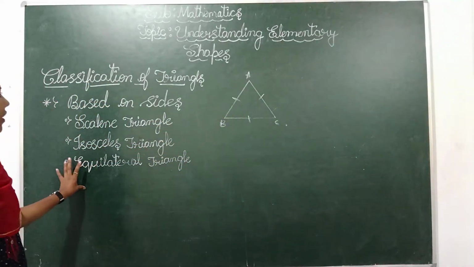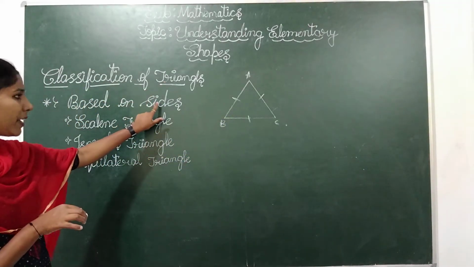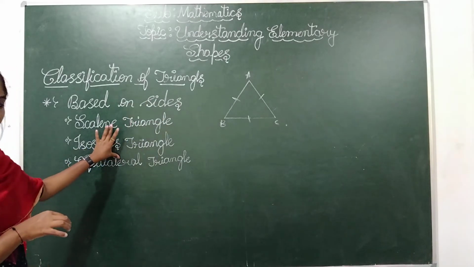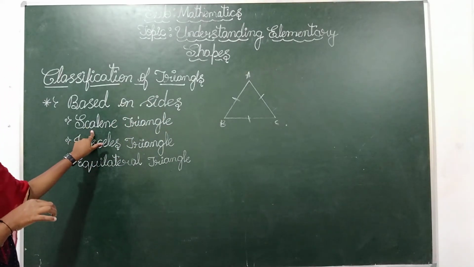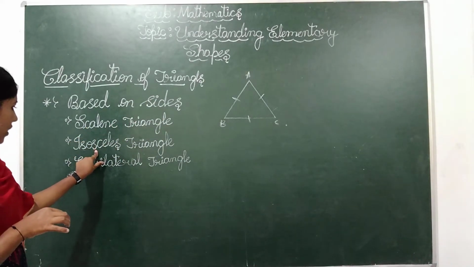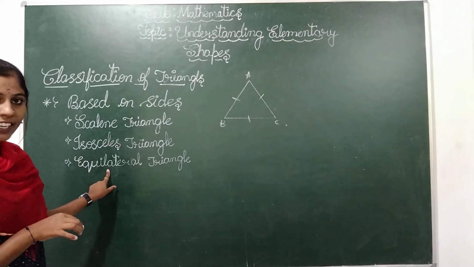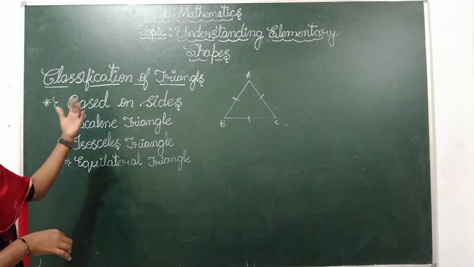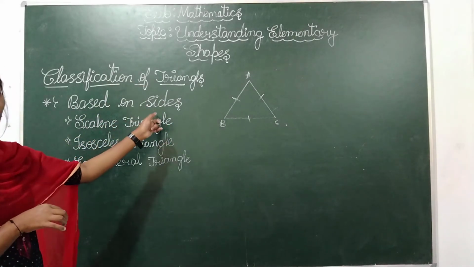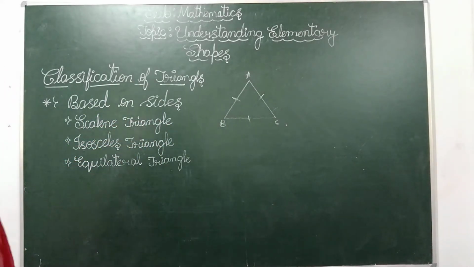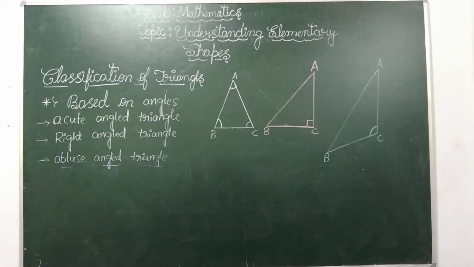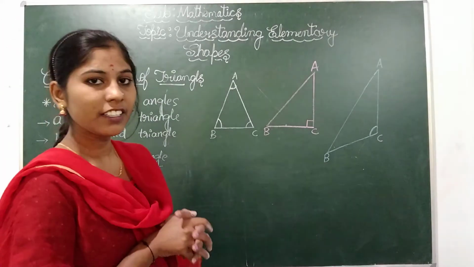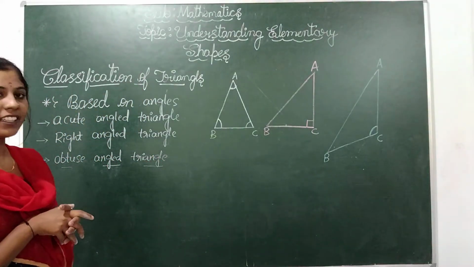So we are classifying the triangles on the basis of sides. There are three kinds. The first one is scalene, another one is isosceles, and another one is equilateral triangle. The next one is the classification of triangles with different angles. We are classifying the triangles on the basis of angles.